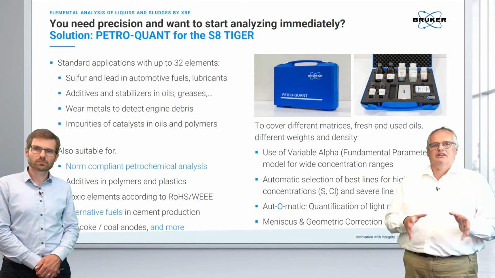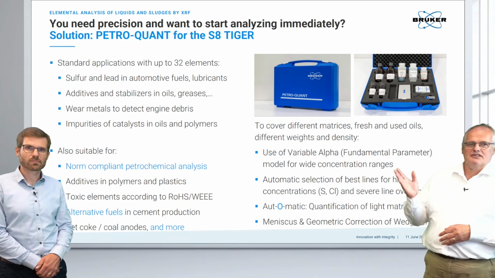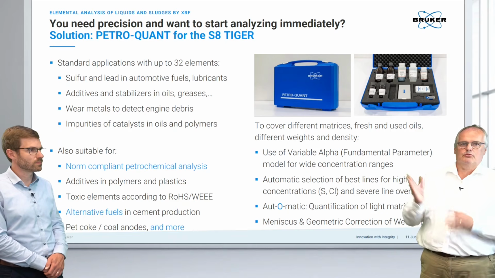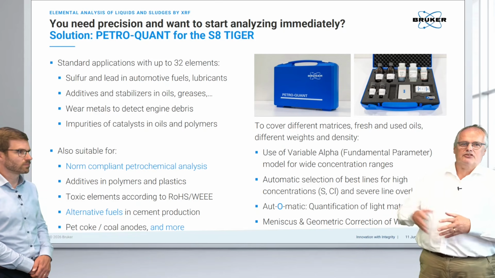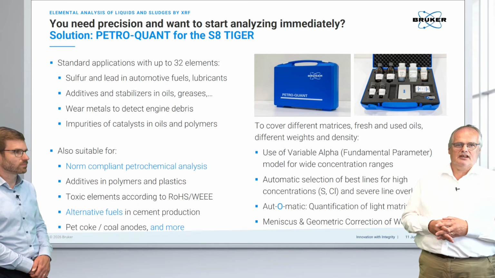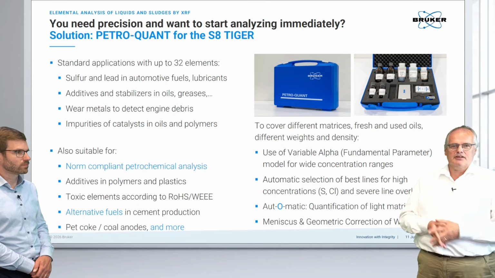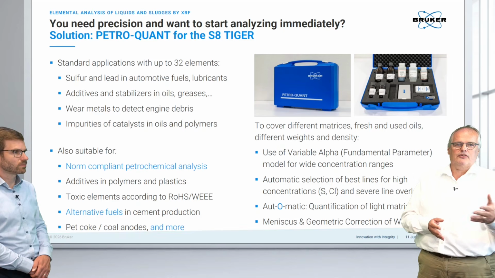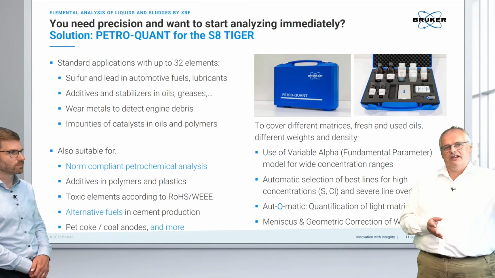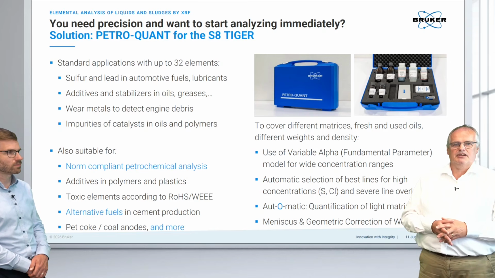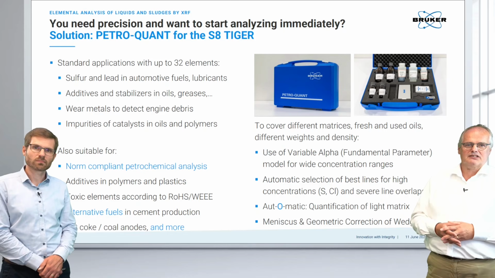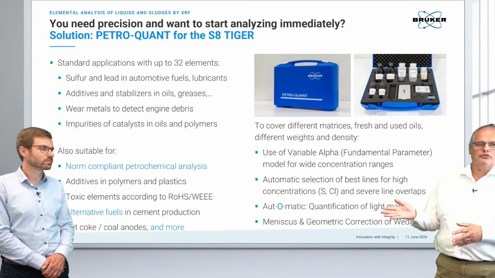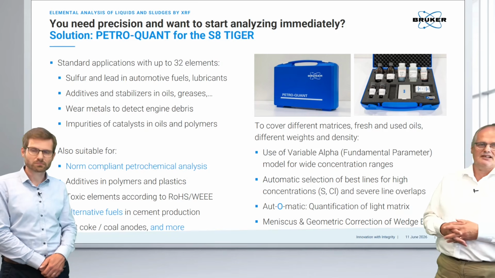That's pre-factory calibrated. And the good thing is it uses the fundamental parameter method, so we can deal with wide concentration ranges. It has an automatic selection of the best analytical conditions depending on the individual sample. So if you're analyzing low sulfur or low chlorine, or in the case of, for example, PVC, suddenly you have high chlorine, there are different measurement conditions. We can automatically quantify light matrix like oxygen, and we can correct for different weights and different sample shapes.